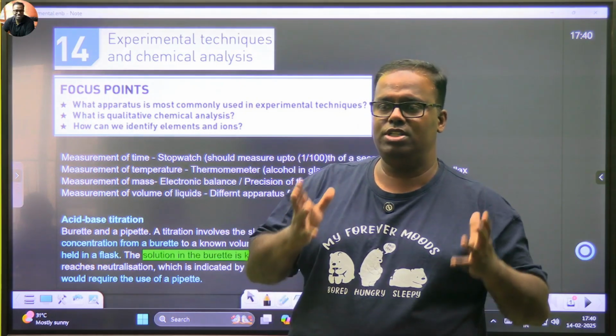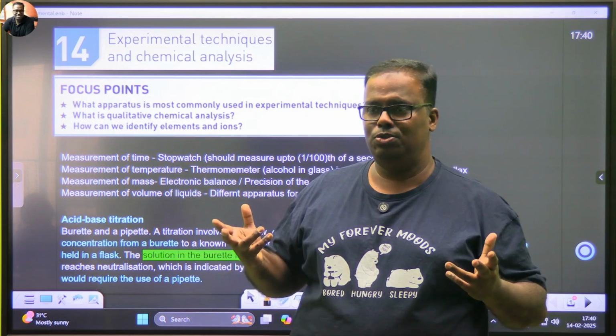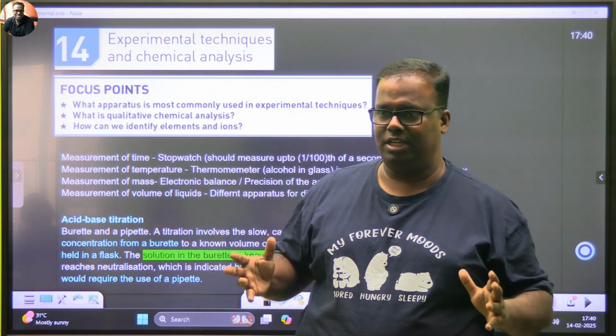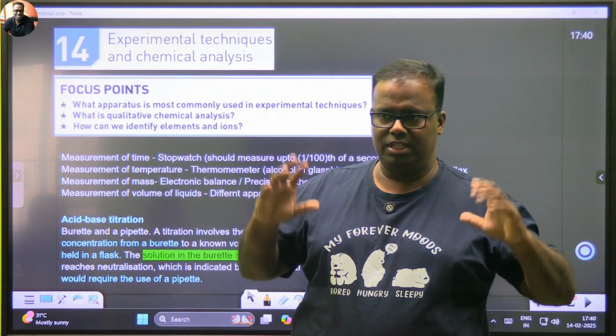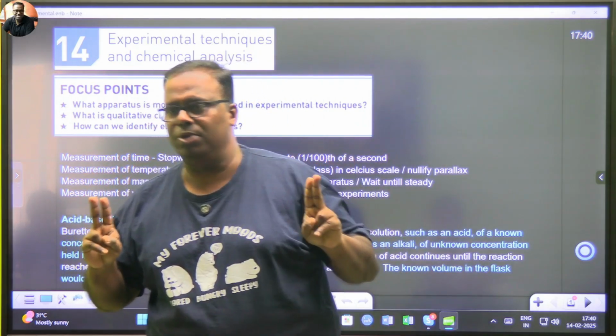So one solution's strength will be known to us and another solution's strength is not known to us. For us, the volume is more important, okay? And we will be titrating it. Now, the question comes, how do we carry this experiment out? To carry this experiment out, we use two devices. One is a burette and one is a pipette.